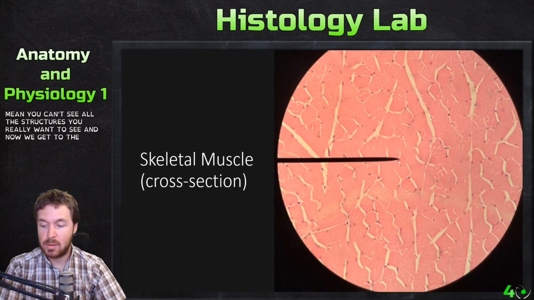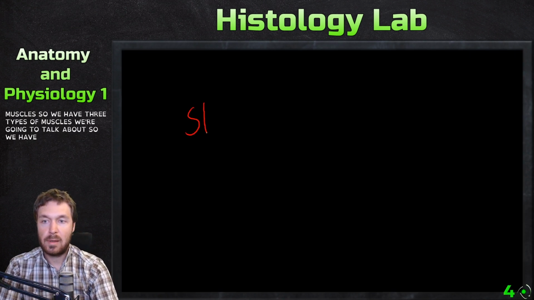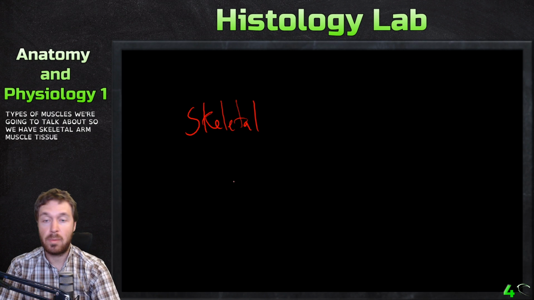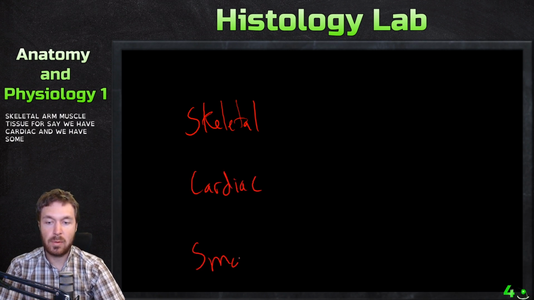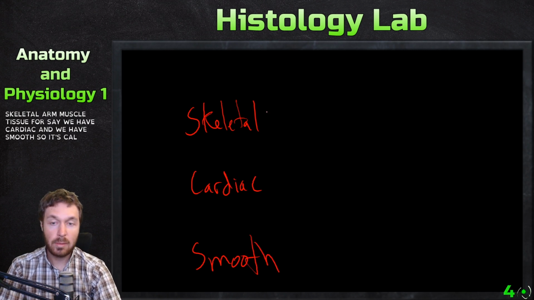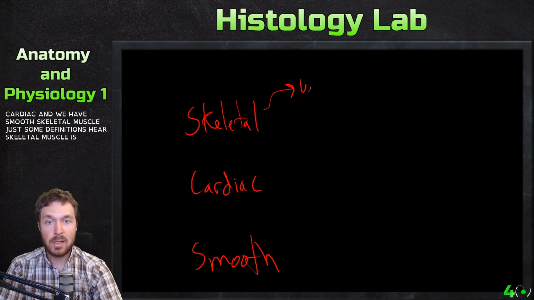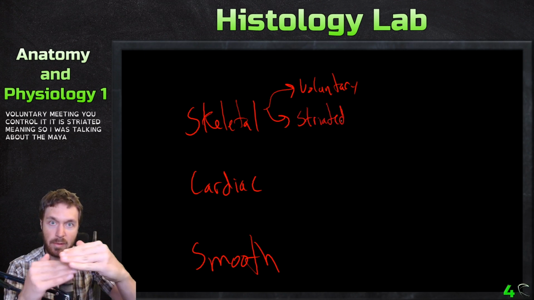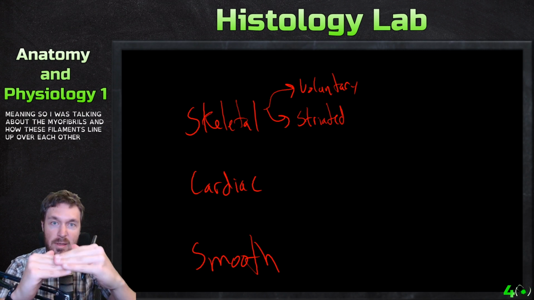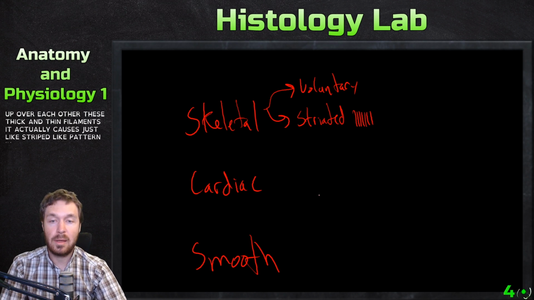And now we get to the muscles. So we have three types of muscles we're going to talk about. We have skeletal, or muscle tissue per se. We have cardiac, and we have smooth. So skeletal muscle, just some definitions here. Skeletal muscle is voluntary, meaning you control it. It is striated, meaning it's talking about the myofibrils and how these filaments line up over each other, these thick and thin filaments. It actually causes this stripe-like pattern in the fibers.